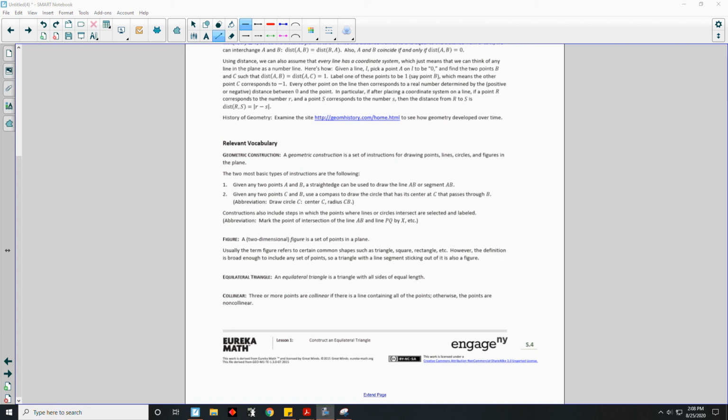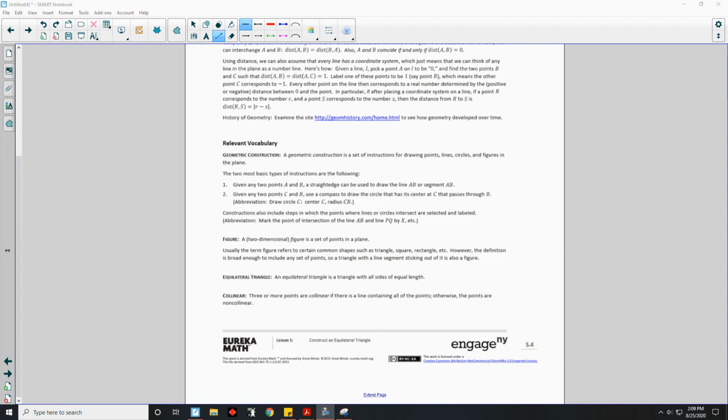Geometric construction. A geometric construction is a set of instructions for drawing points, lines, circles, and figures in the plane. The 2 most basic types of instructions are the following. 1. Given any 2 points A, B, and a straight edge, can be used to draw the line AB or segment AB. And 2, given any 2 points C and B, use a compass to draw the circle that has its center at C that passes through B.